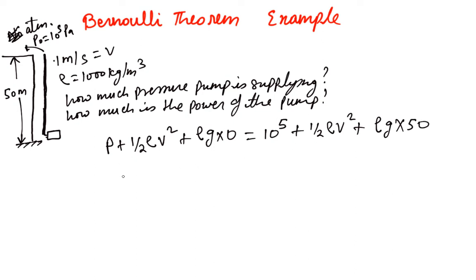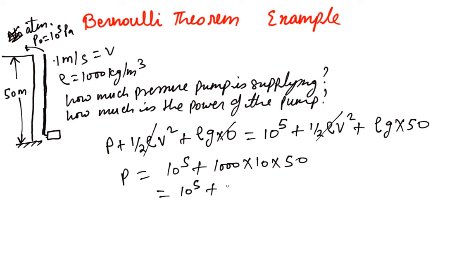So P turns out to be, this gets cancelled anyway, and we get 10 power 5 plus rho is 1000, G is 10, and H is 50. So that gives us 10 power 5 plus 5 multiplied by 10 power 5, which is nothing but 6 into 10 power 5 pascals.